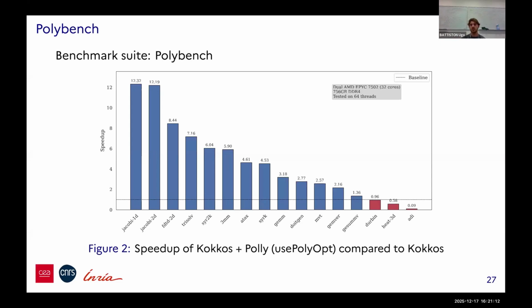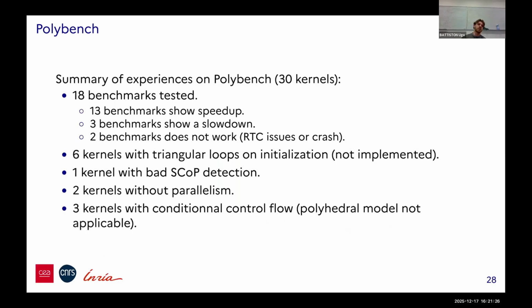Only 3 have a slowdown, and ADI has an issue because the code is marked as parallel, but in reality it is not parallel, it is sequential. And for a little summary on the Polybench, Polybench is 30 kernels. I tested 18.